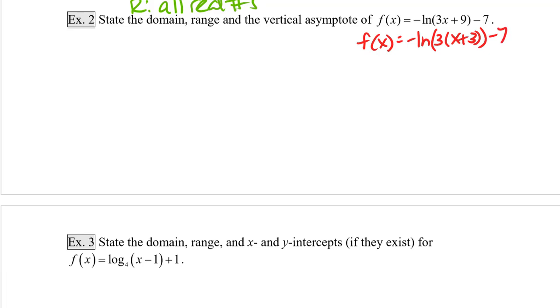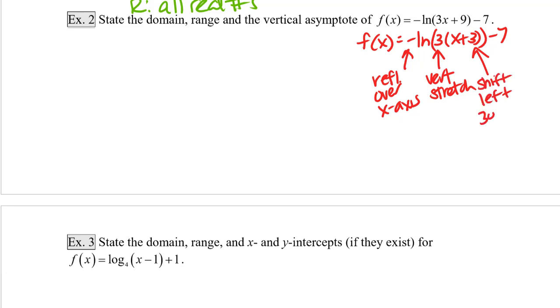Now we know that the negative causes a reflection over the x-axis, which has no effect on the domain or the range. 3 in the front gives us a horizontal shrink of 3. Again, doesn't affect the domain or range. Plus 3 inside the function means we are shifting left 3 units. This does affect the domain. And then finally the minus 7 says we are shifting down 7 units.